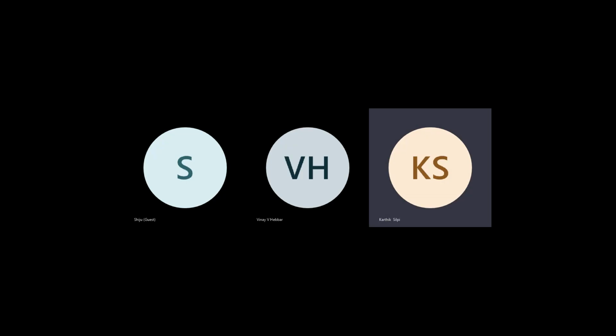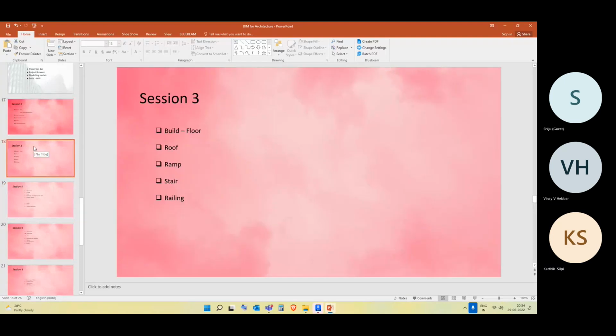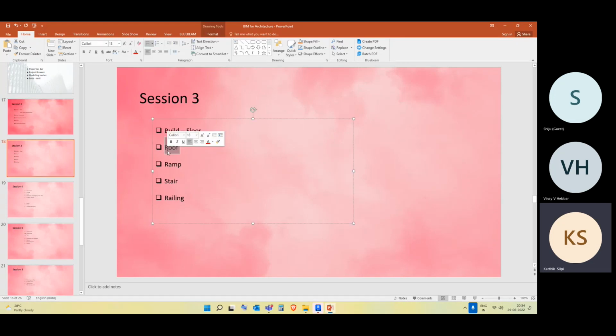In the previous session, we discussed floor plans, how to draw a floor, and how to draw a roof. We did not discuss how to do a ramp, a stair, and railings. Today we'll do that.